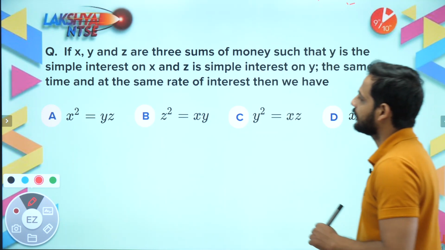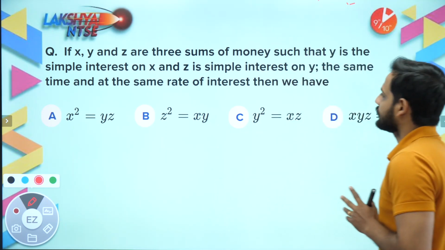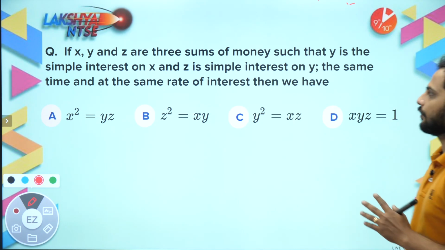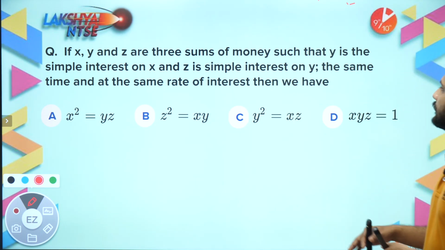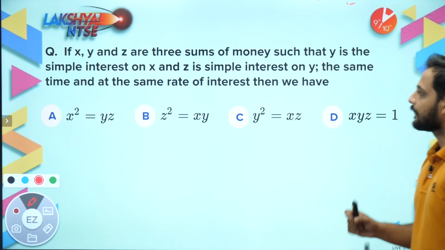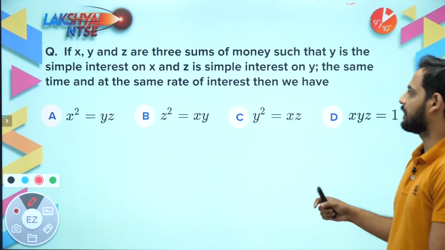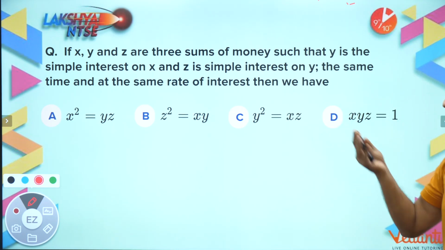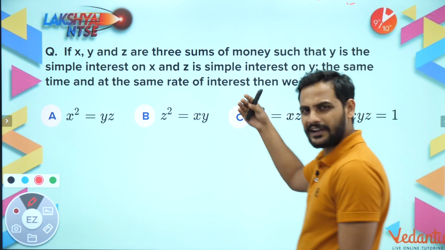X, Y and Z are three sums of money such that Y is the simple interest on X and Z is the simple interest on Y, at the same time and the same rate of interest. Then which one of these is correct? So whatever the question is telling you, just do that.